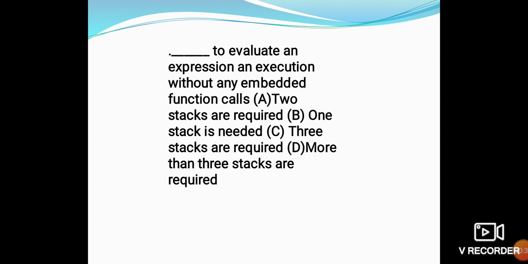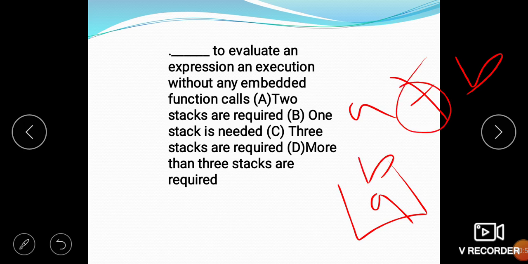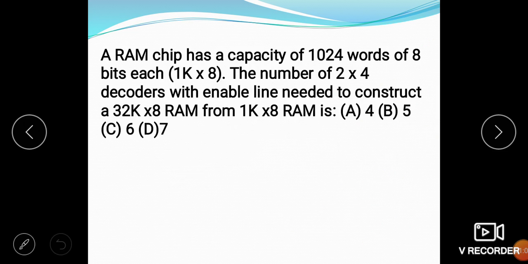First question is to evaluate an expression and execution without any embedded function. To evaluate an expression, we all know this is the application of stack. So in stack, if we write an expression like a plus b, how do you evaluate this expression? You first push a and then b, then the add operator performs the addition. So you can do this by using one stack. So the answer: one stack is needed to implement the evaluation of an expression.